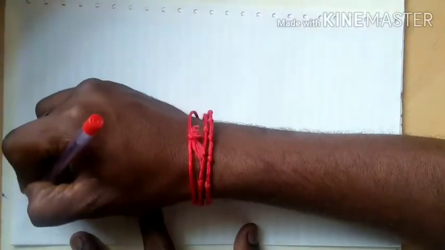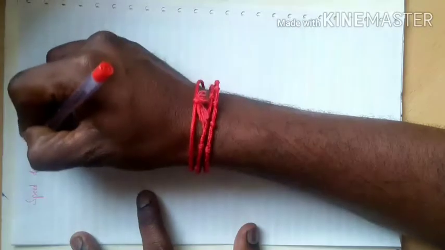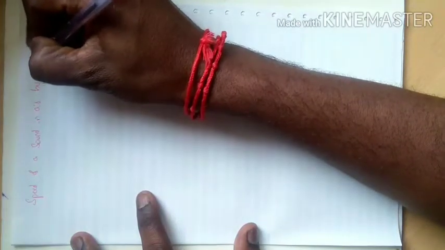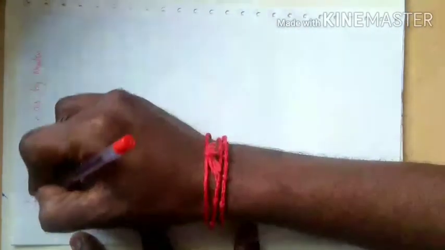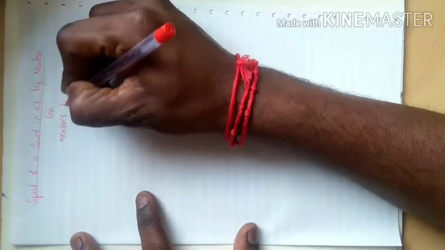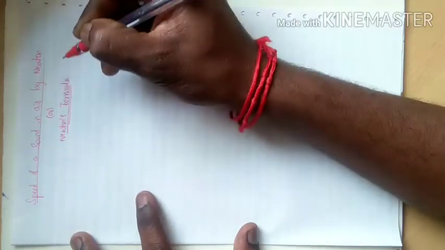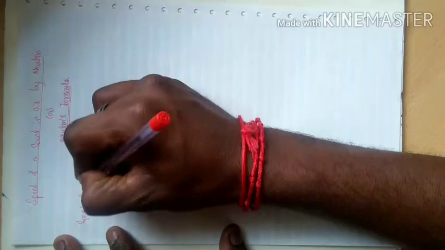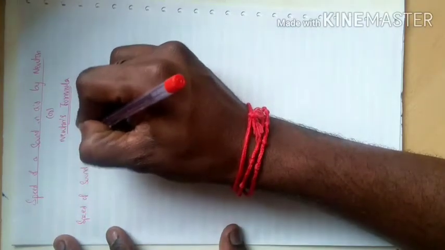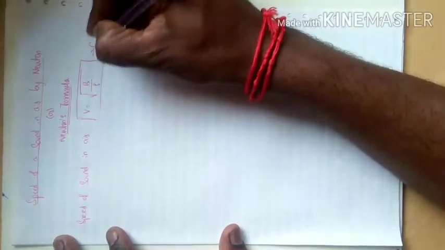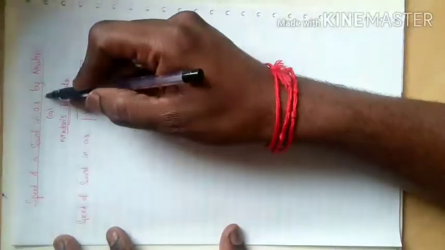Now we are going to see the speed of sound in air by Newton. Otherwise it is also called Newton's formula. What is it called? Newton's formula. So far we are discussing the speed of sound in air. What is the expression you have got for speed of sound in air? Speed of sound in air is V = square root of B by rho. Let me call it equation 1. Speed of sound in air by Newton.